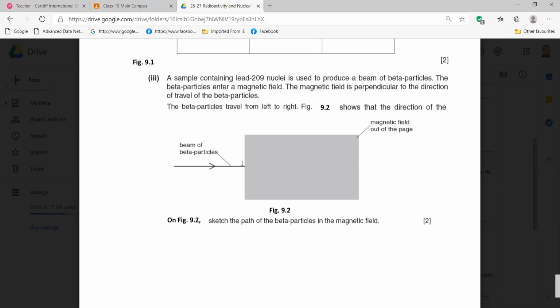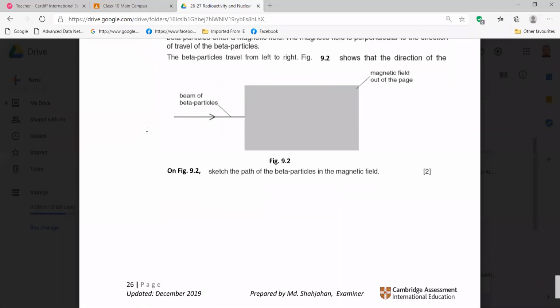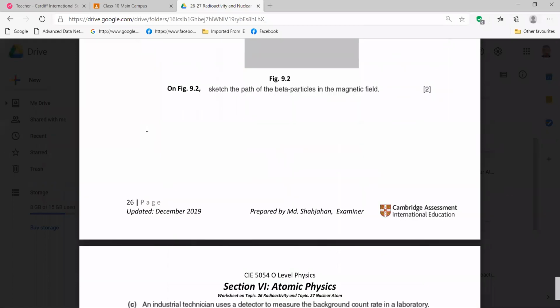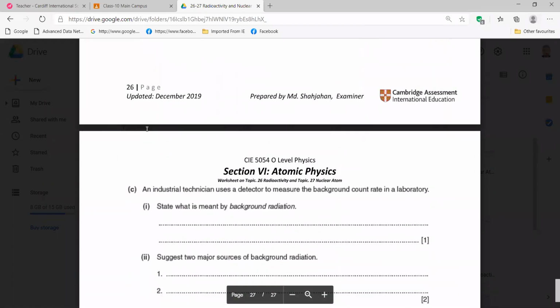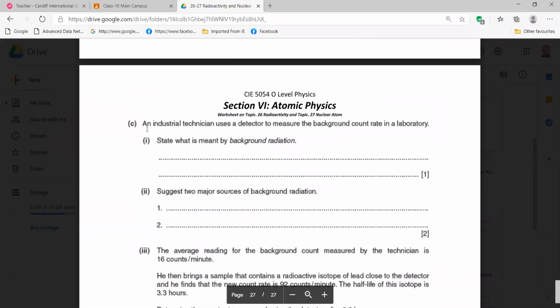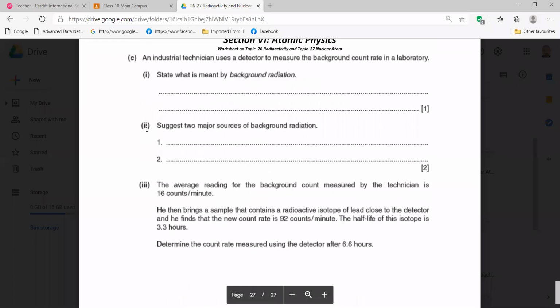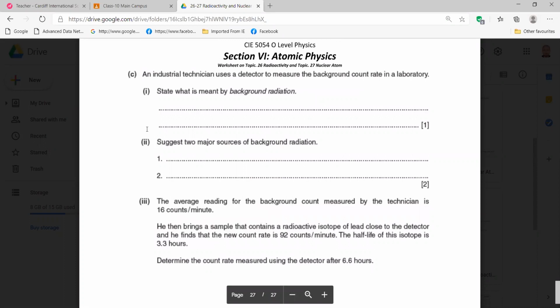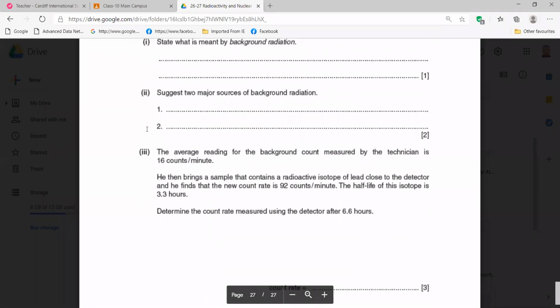Azmain, Aisha, are you clear? If you are not clear, you can tell me. Then I can explain. So this one is done. Now we will continue. What time does the class end? 10:30? 10:25. We are done with our class today.